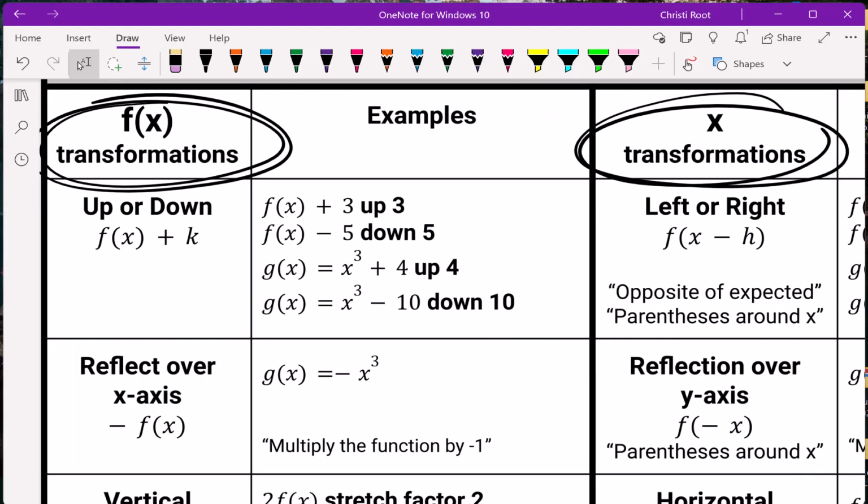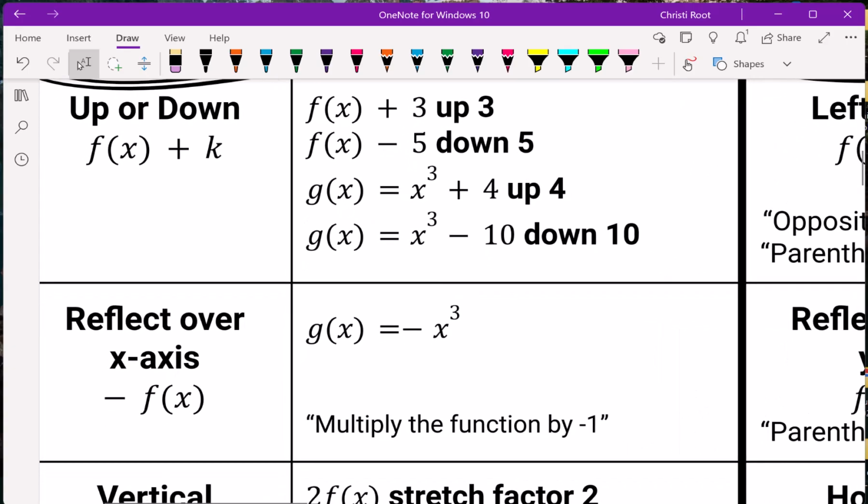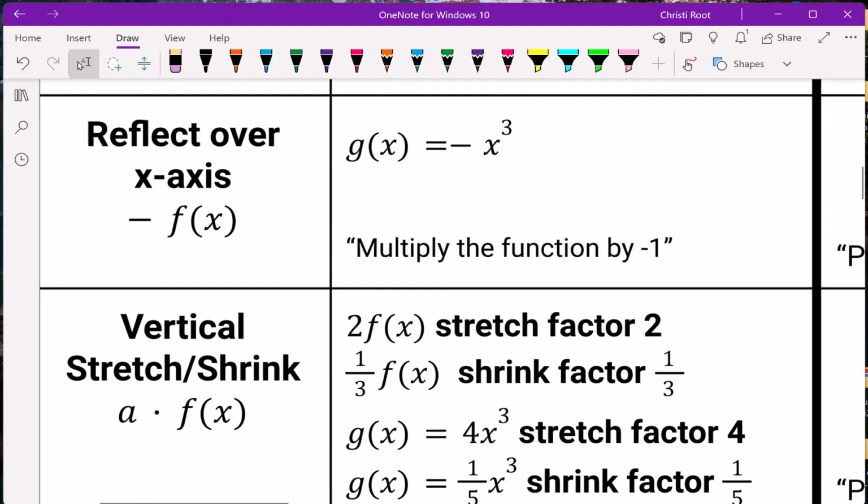Okay, so let's take a quick look at all of your f of x transformations. That's where you simply add or subtract. That's going to move it up if you add. It's going to move it down if you subtract. If you reflect over your x-axis, you're multiplying the function by -1. So if you got your highlighter out, I would go ahead and highlight that.